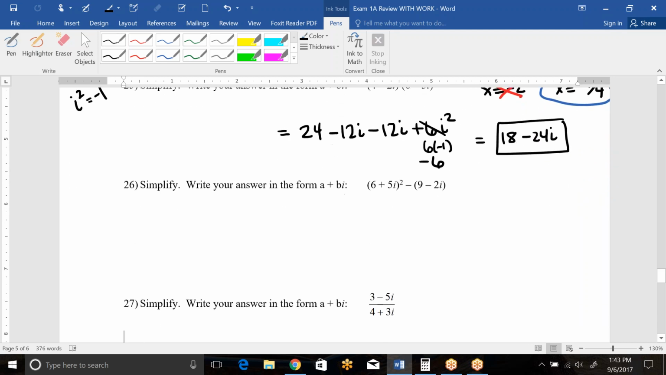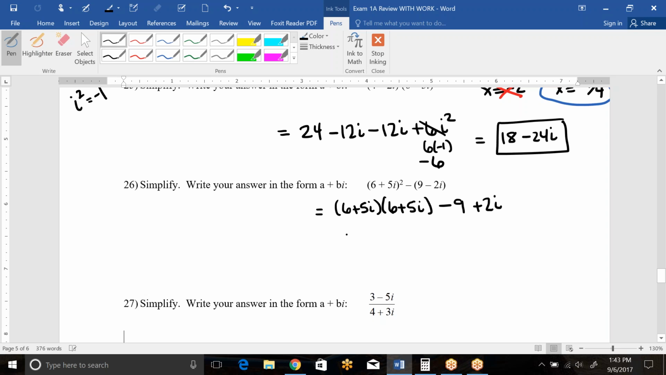26, we need to do the order of operations here, so we need to do that exponent before we try to subtract. So we're going to write 6 plus 5i twice, and we'll distribute that out. And then I can go ahead and distribute this negative if I want. That's negative 9 and positive 2i.